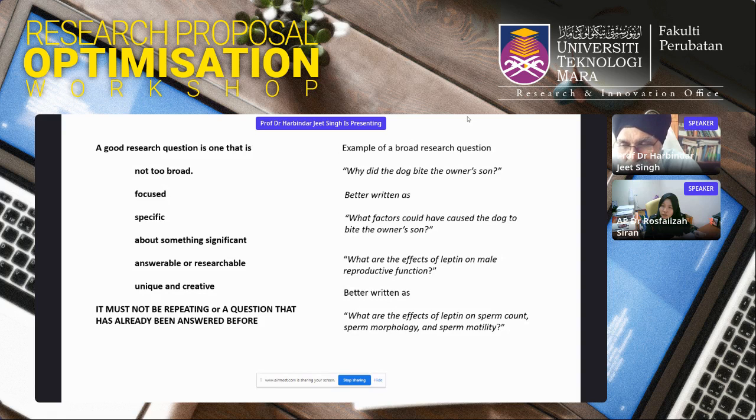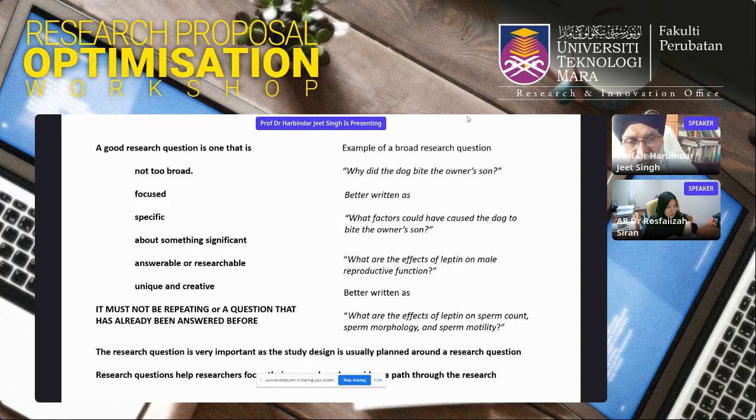If you have evidence to support that the previous study or the previous answers that we got perhaps were not adequate, not sufficient, or did not reflect completely the whole issue, I think then you are justified. But otherwise, that's why literature reading and background reading is very important to prepare the problem statement and the research question. So a research question is very important, because the study design is usually planned around the research question. And the research question, of course, helps researchers to focus their research and provides a path through the research.